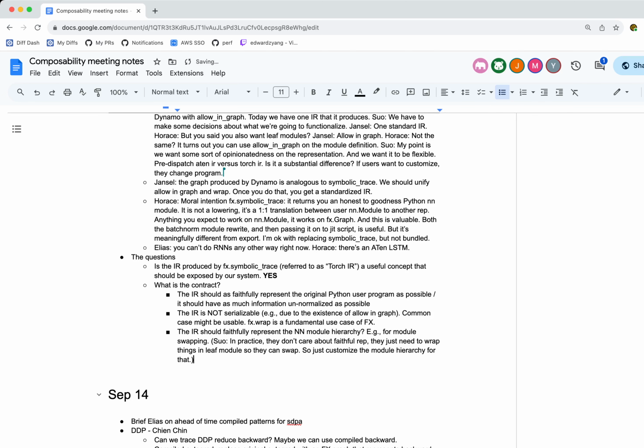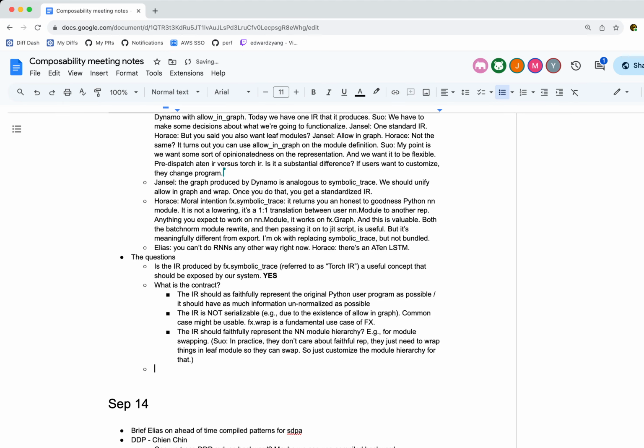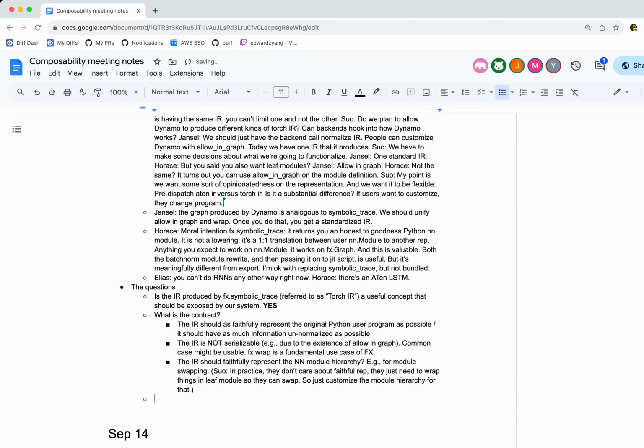Okay, so is modification accepted? Are there any other things that are part of the contract that we give for Torch IR? Okay, so I want to move on to the next question. Sorry, perhaps this is obvious or implied, but that's the first point. Obvious is fine.